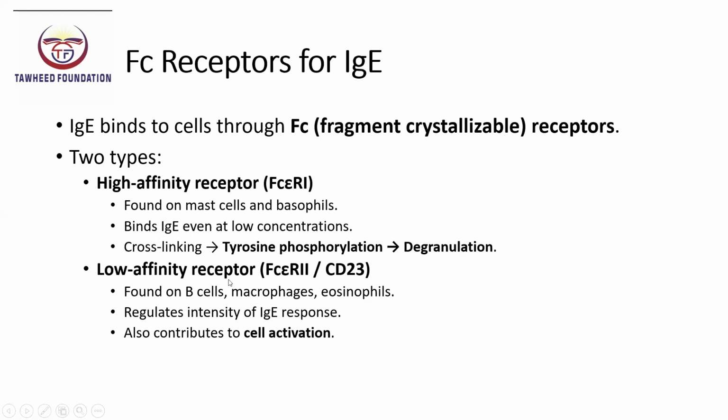Next is low affinity receptors, found on B cells, macrophages, and eosinophils. They regulate the intensity of IgE responses and can also contribute to cell activation. Understanding these receptors is key to knowing how IgE mediates allergic reactions.